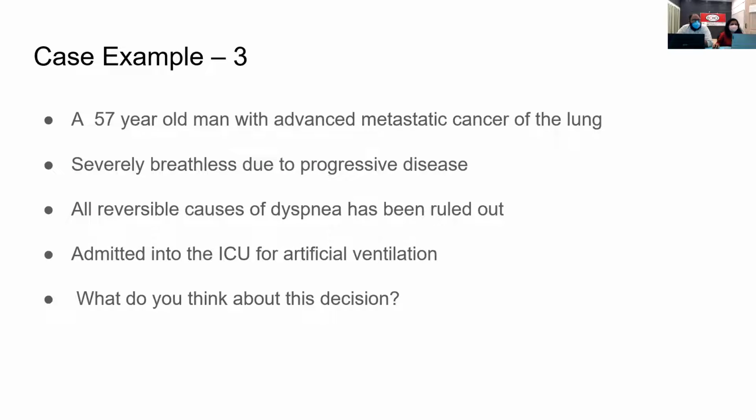So we have a 57-year-old male with advanced metastatic cancer of the lung. He is severely breathless due to progressive disease. All reversible causes of dyspnea have been ruled out, so we cannot correct them. And he is waiting to be admitted into the intensive care unit for artificial ventilation. So what do you think about the decision?